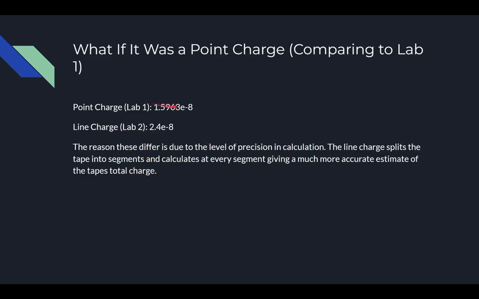So, comparing it to Lab 1, what if it was a point charge? The point charge of Lab 1 was 1.5963 e negative 8, and the line charge in Lab 2 is 2.4 e negative 8. These are different because of the level of precision in calculation. Lab 1 is just generalized as a point charge, but in Lab 2 it's split up into 50 different segments, which allows more precision and accuracy when calculating the actual electric force, because in reality it's not a point charge, it is an infinite distribution of these line charges.